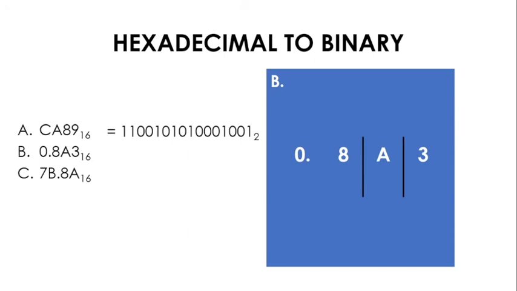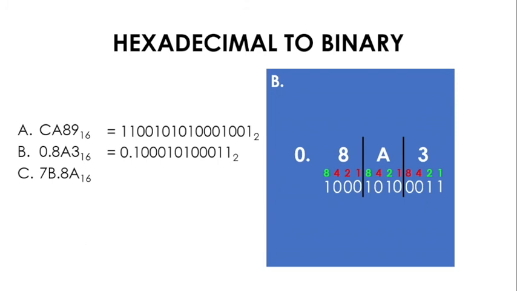For the next example, we will still represent each digit with 4 bits, but we will use different equivalents for each bit. We will have 8, 4, 2, 1 respectively from left to right. So for the first digit, 8, we will have 1000 as its binary equivalent. We have A, which is 10 in the decimal number system. It will be converted as 1010 in binary. And 3 will be 0011 in binary. So the binary equivalent of 0.8A3 hexadecimal is 0.100010100011.